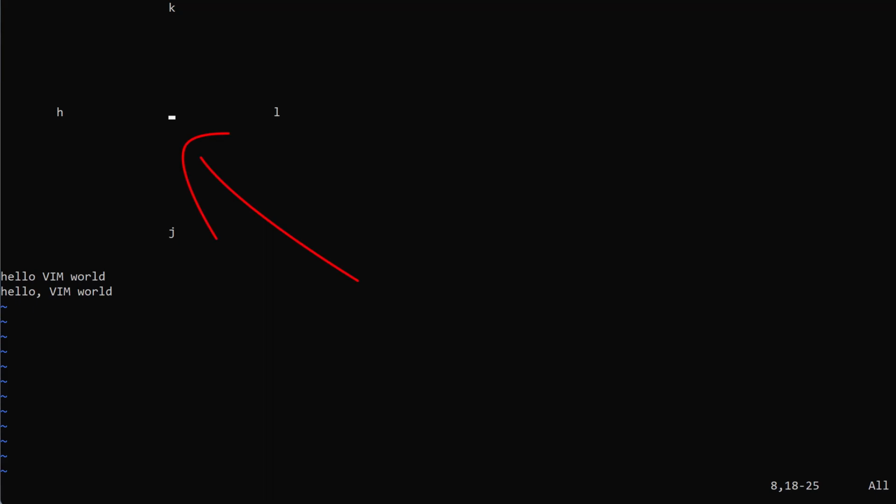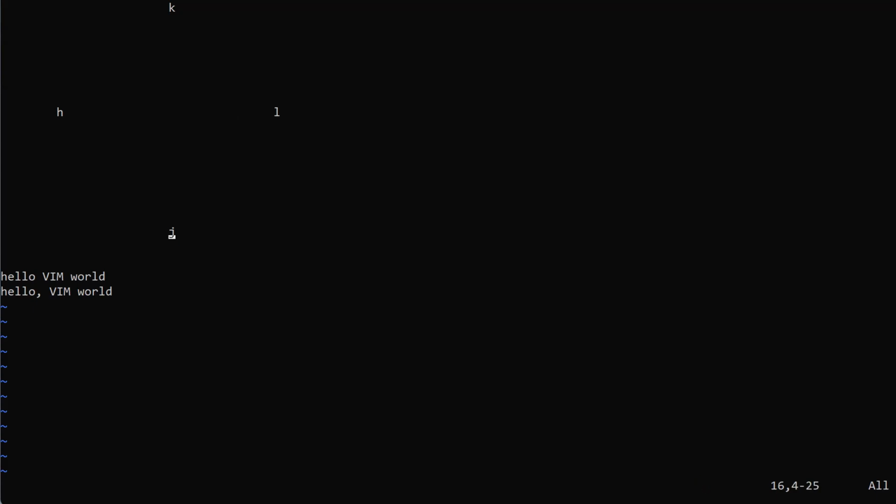Currently, my cursor is here. Now if I want to move left, I will type H. You will see the cursor move to the left. With L, it will move to the right. With K, it will move up. With J, it will move down.